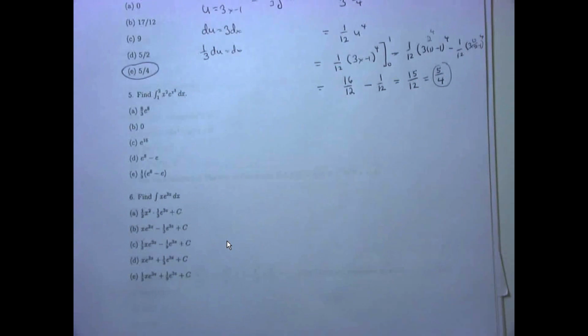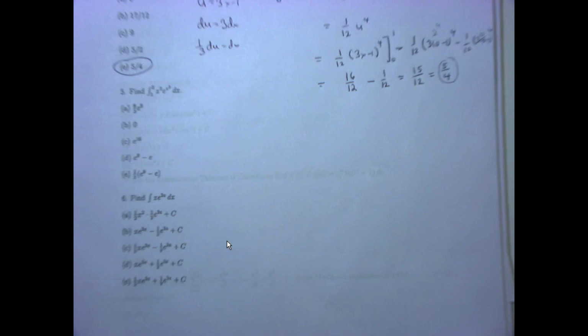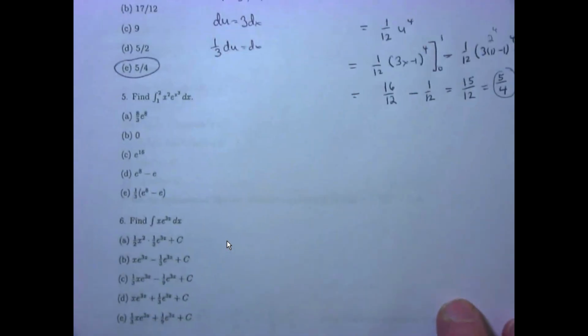Take a look at this next guy. Find the integral between 1 and 2 of x squared e to the x cubed dx. What method of integration would you use on this problem? I'll blow it up so you can see a little better there. You would use what? Remember this.